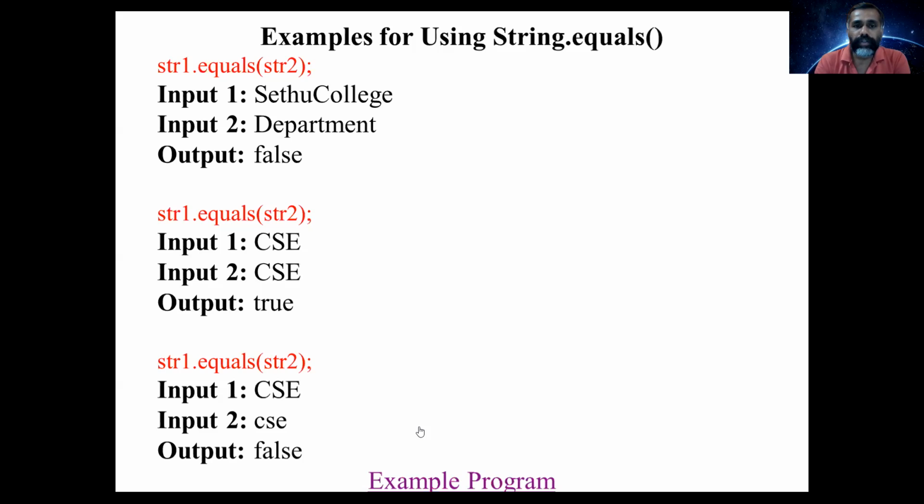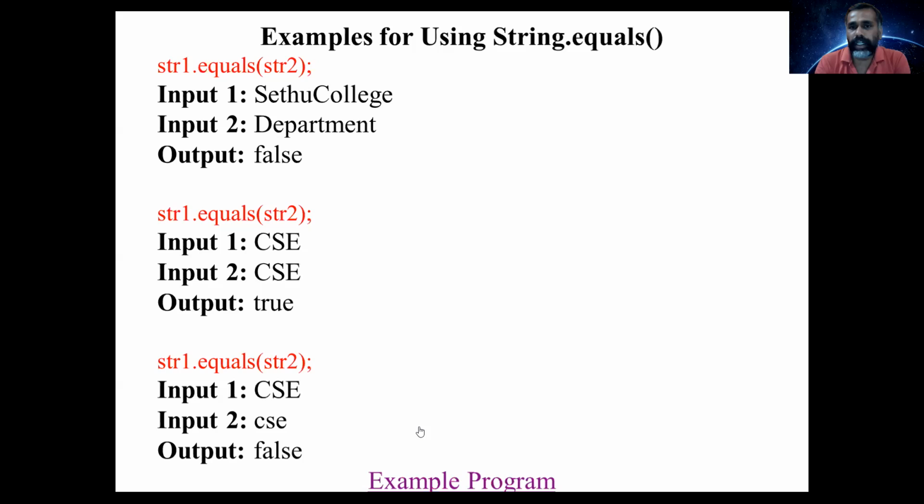In the second condition, we are comparing string 3 dot equals of string 4. String 3 is nothing but CSE and string 4 is CSE. So both are equal, it returns true. And the third one is we are comparing string 4 with string 5. String 4 is CSE, and string 5 is CSE in small case. So both the things are same, but since it is case sensitive, they are not equal, so it returns false. And the last one, we are comparing string 1 equals of string 4. String 1 is say the college, and string 4 is CSE. So both the strings differ, the value will be false.